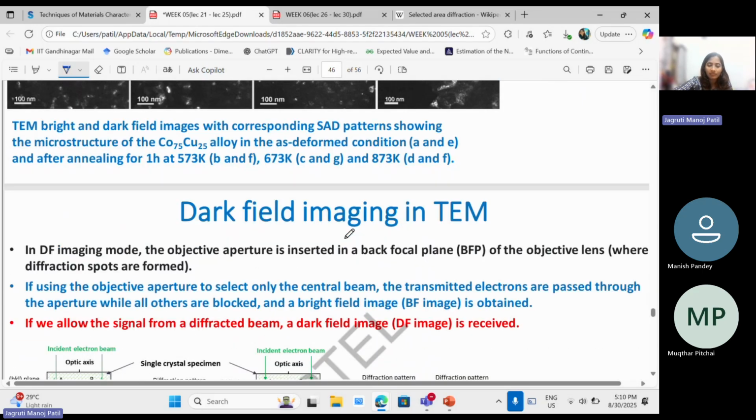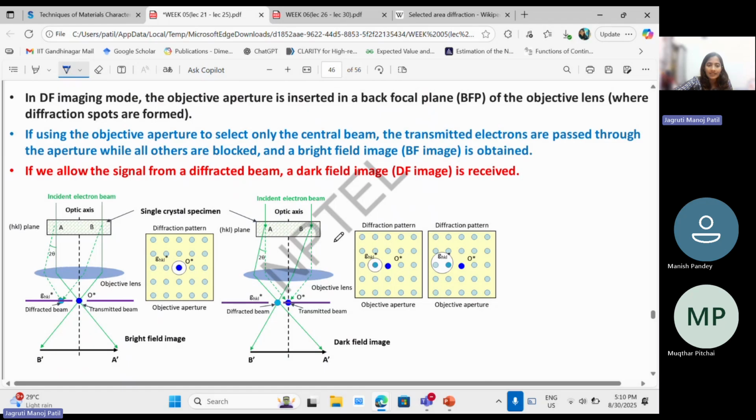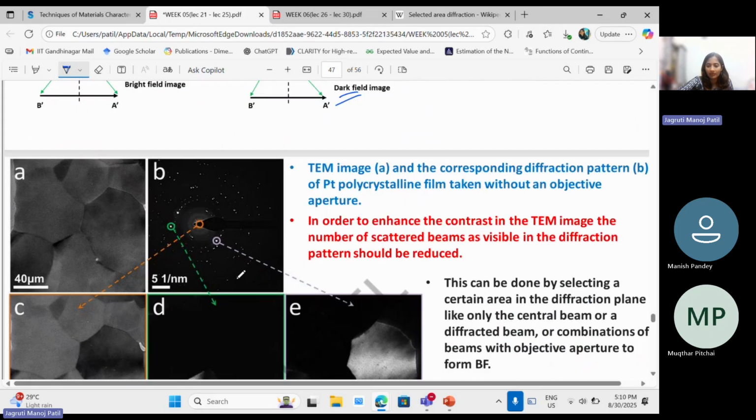So you get these kinds of patterns. Here are examples. For the bright field, we just allow the direct beam to pass through, whereas for the dark field, we let the diffracted beam pass through the aperture. We adjust the shape of the aperture in a way that the direct beam is blocked off. So these are the modes in which TEM imaging can be done. Dark field can be either on axis or off axis. Based on on axis or off axis, your diffracted beam and the aperture angle will differ, and you will see different diffraction patterns.